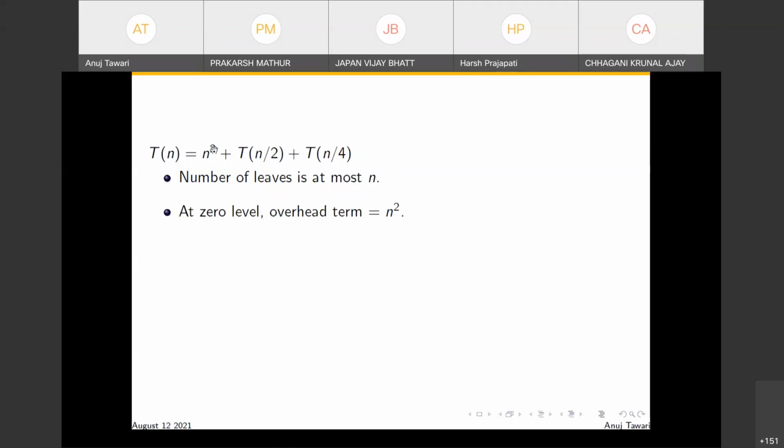So at the initial level, we have that this overhead term is n square. At the first level, what will be the overhead term? n over 2 square plus n over 4 square. So this will be n square by 4 plus n square by 16, which is 5 by 16 n square. Now at the second level, what will be the overhead term? Someone calculate and tell me.